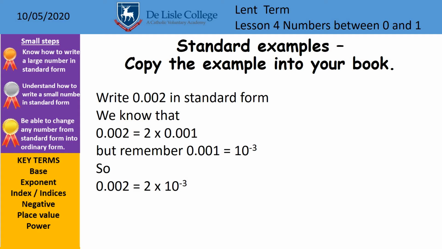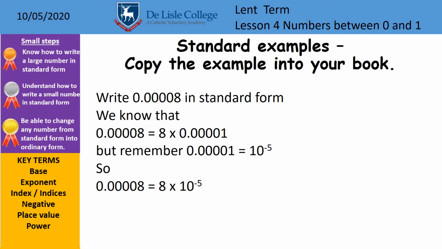Copy these three examples into your book. So write 0.002 in standard form. We know that 0.002 is 2 times 0.001, but we also know 0.001 is 10 to the power of minus 3. So 0.002, correctly written in standard form, is 2 times 10 to the power of minus 3. Make sure you write that down in your book.